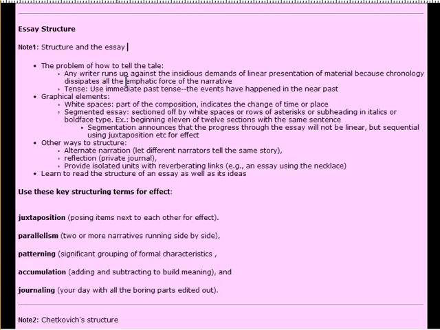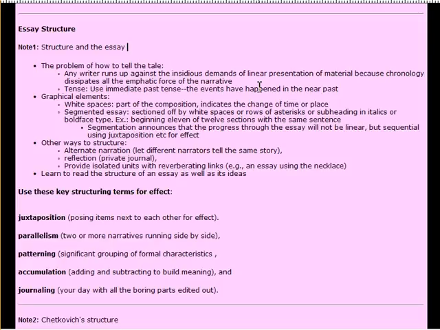So any writer runs up against the insidious demands of linear presentation of material because chronology dissipates all the emphatic force of the narrative. In other words, you have to make something dramatic in order for the reader to pay attention. And ordinary reality is not dramatic, so you have to do particular things, and structure is one of them.